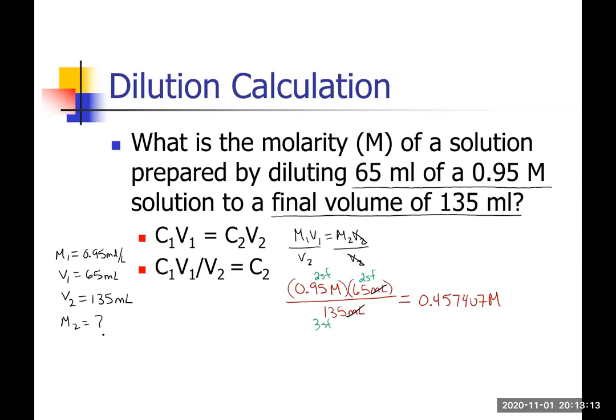This is all multiplication and division, so my answer is going to have 2 significant figures. That's here. I evaluate the next digit over. It's 5 or greater, so my last retained digit has to increase by 1. So that's 0.46 molar.